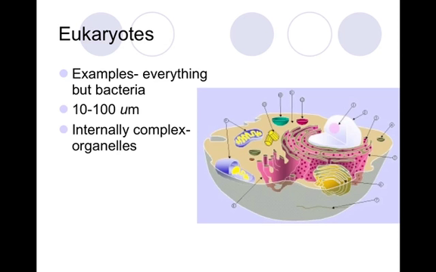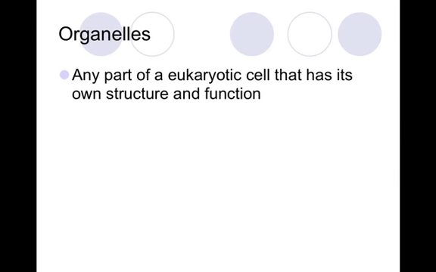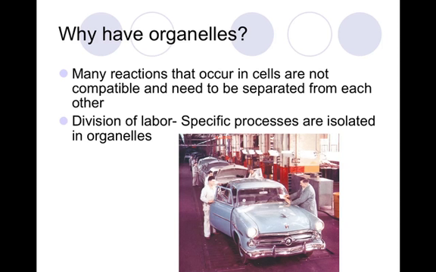The next domain, or the next large category, are eukaryotes. They are everything but bacteria. They are a little bit larger than bacteria, but again, they're small. We need microscopes to see them. What you need to know is that they are internally complex, with organelles. And an organelle is any part of the eukaryotic cell that has its own structure and its own function, similar to what our organs are like in our body.